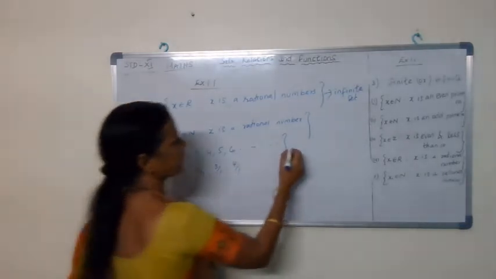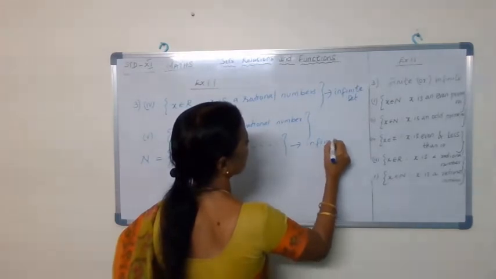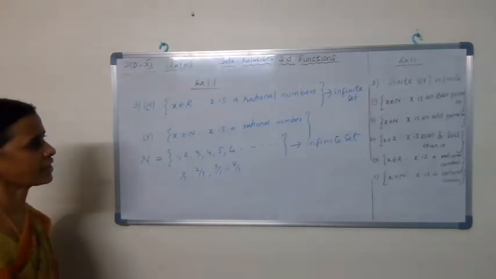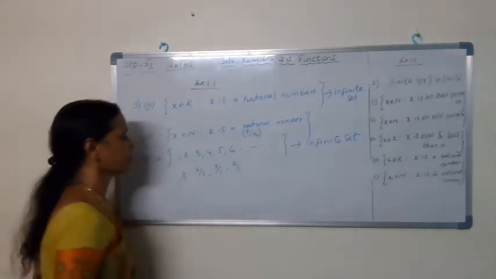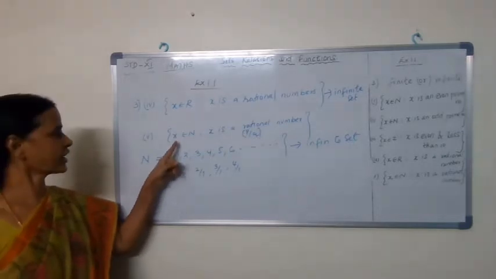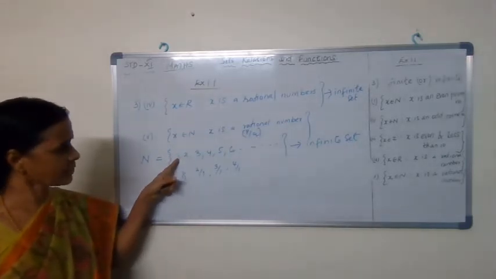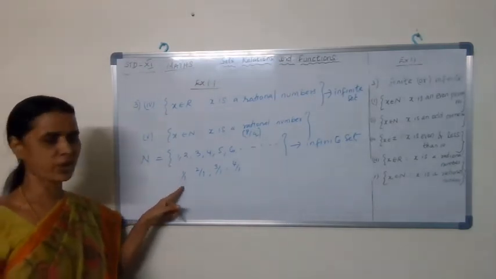Therefore this is an infinite set. Rational number means any number of the form p by q. We are considering only natural numbers. 1 is a natural number as well as a rational number. Why? Because 1 can be written as 1 by 1.